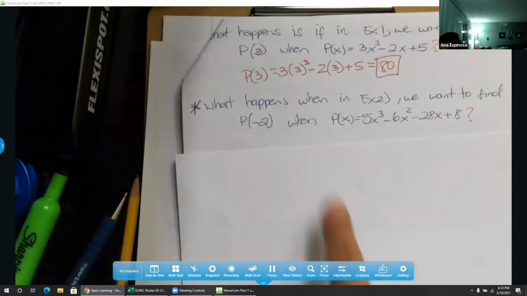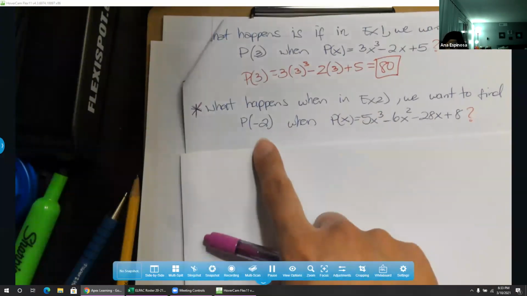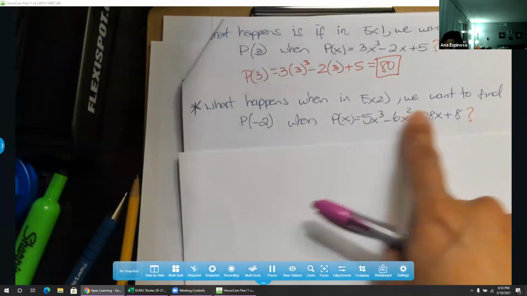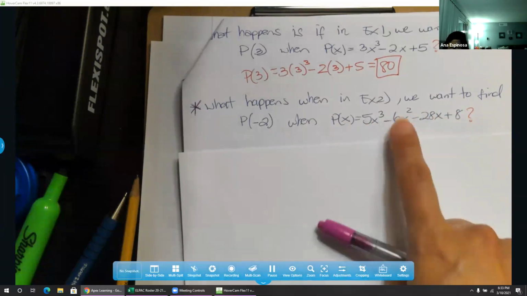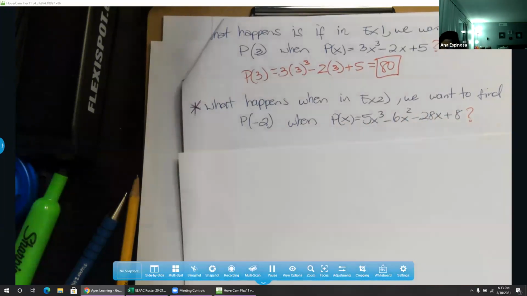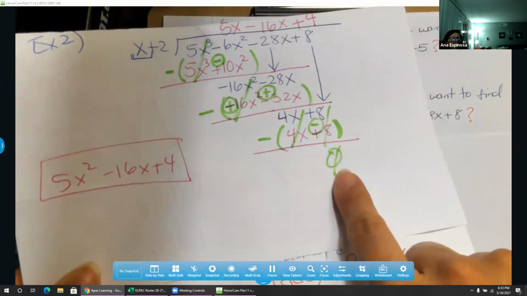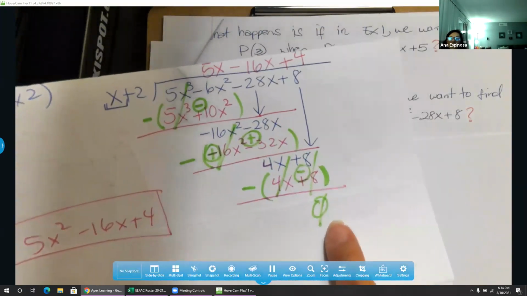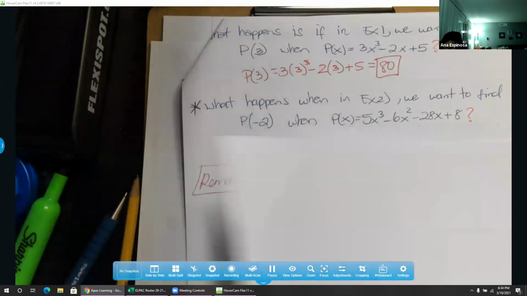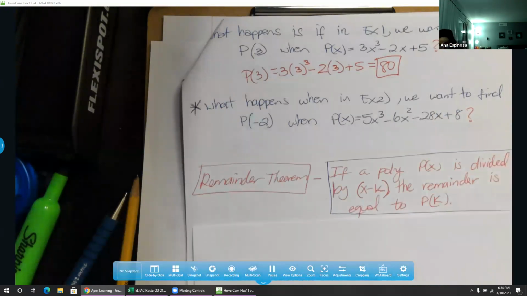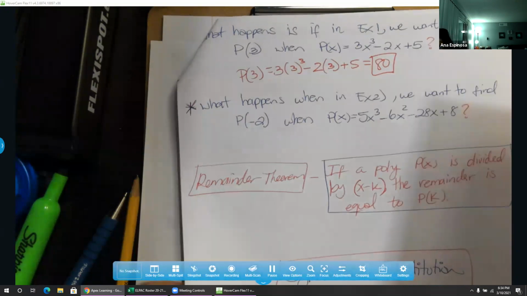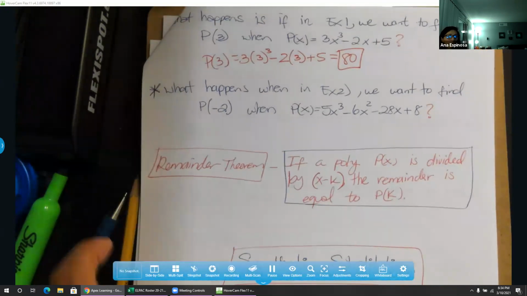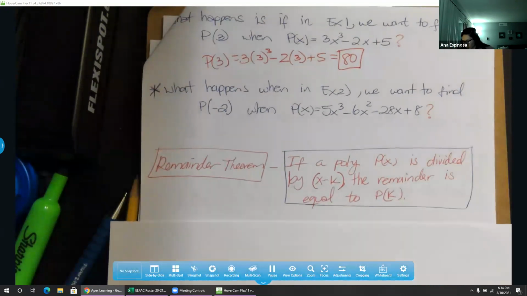Or let's look at this one. So what happens in example 2, when we want to find P of -2? All right, plug it in. Do you think that your answer will be the remainder, just like in the other one? Check it out for yourself. Let's see what happens. Hopefully you make your findings. You can pause my recording and find out yourself.